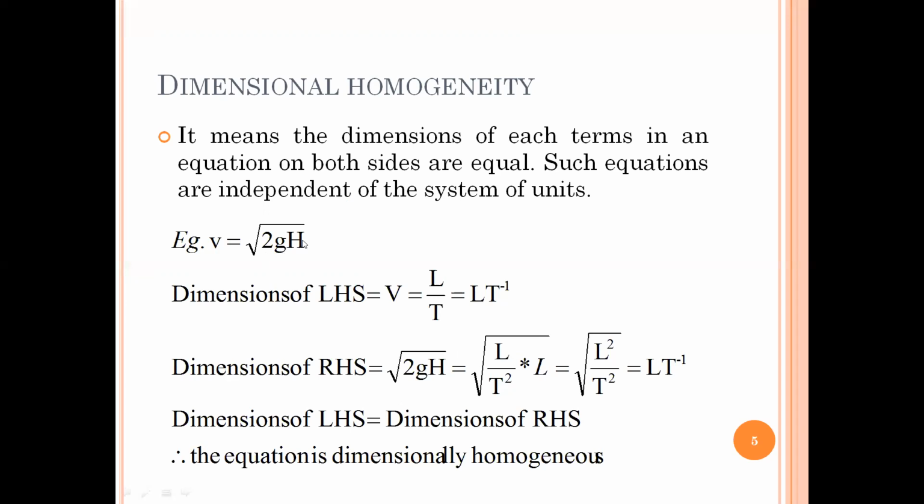H is again meter, it is length, L. So if I simplify it, I'm getting L T to the power minus 1. So both my left hand side and right hand side are same. So I can say that the equation is dimensionally homogeneous.